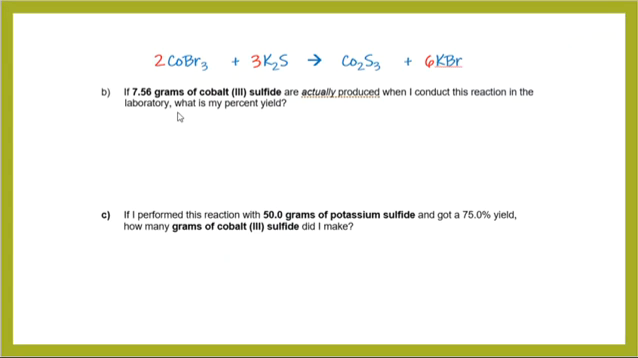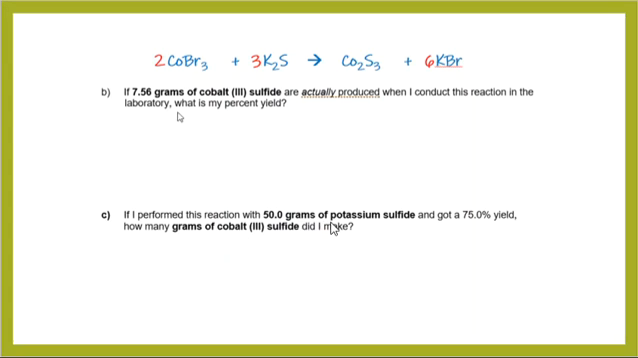Now let's move on to part C. If I perform this reaction with 50 grams of potassium sulfide, notice that is the second reactant, and got a 75% yield, how many grams of cobalt-3 sulfide did I make? So this time we're changing up the amounts and changing up the reactant. Okay, if there is no mention of the other reactant, you can assume that it is present in excess, meaning it will not run out. So just focus on the quantity that you're given of the reactant in the problem.